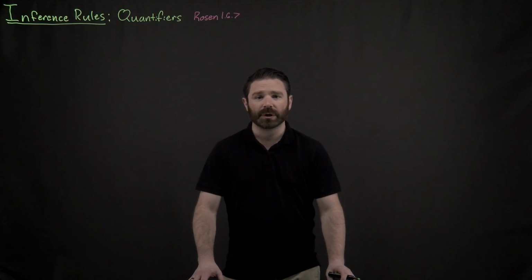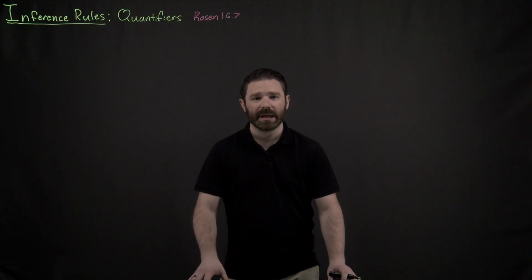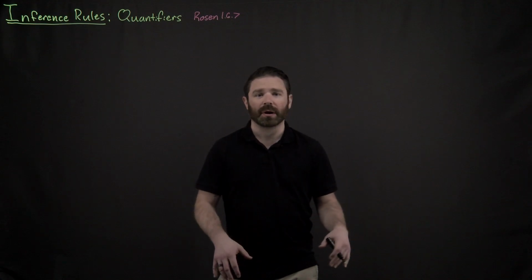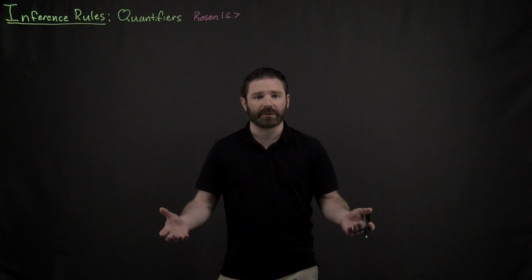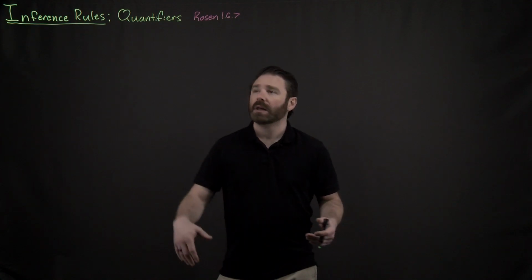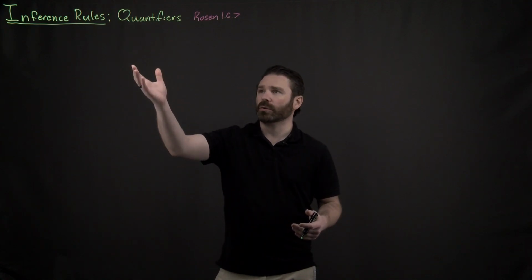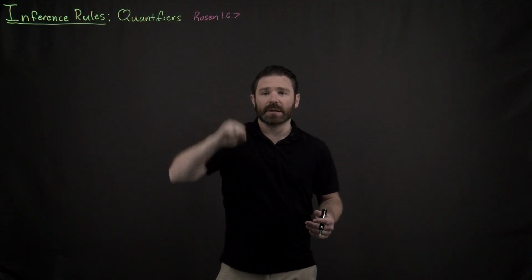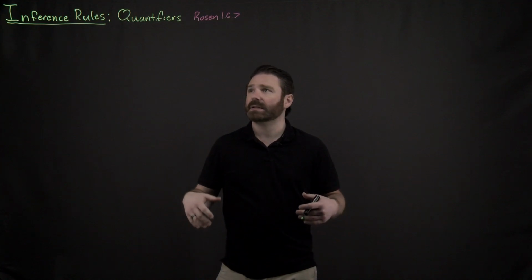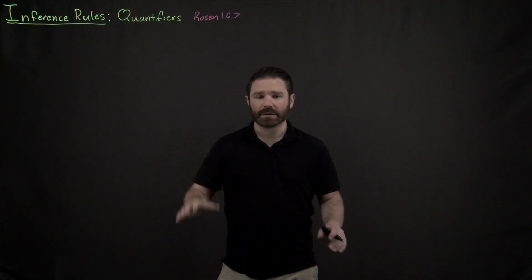So what happens if you run into an argument that involves a for all or there exists kind of statement? Well, then how do you figure out if that argument is valid or not? That means we need to consider inference rules for quantifiers, which is contained in this section of Rosen. So thankfully, it turns out that these inference rules for quantifiers are pretty simple.